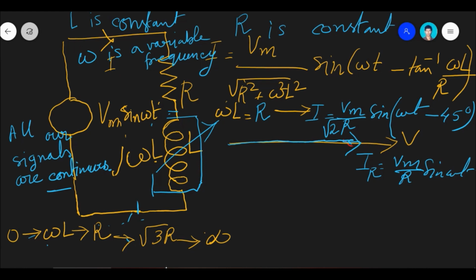So this omega L will change in a continuous manner. And do remember that R is constant, R is not varying. But the value of omega L is varying gradually from 0 to a very small number, which means it is continuously increasing. There is no jump in omega L. If we want a graphical representation, here it is omega and here it is omega L. Omega L is continuously increasing.